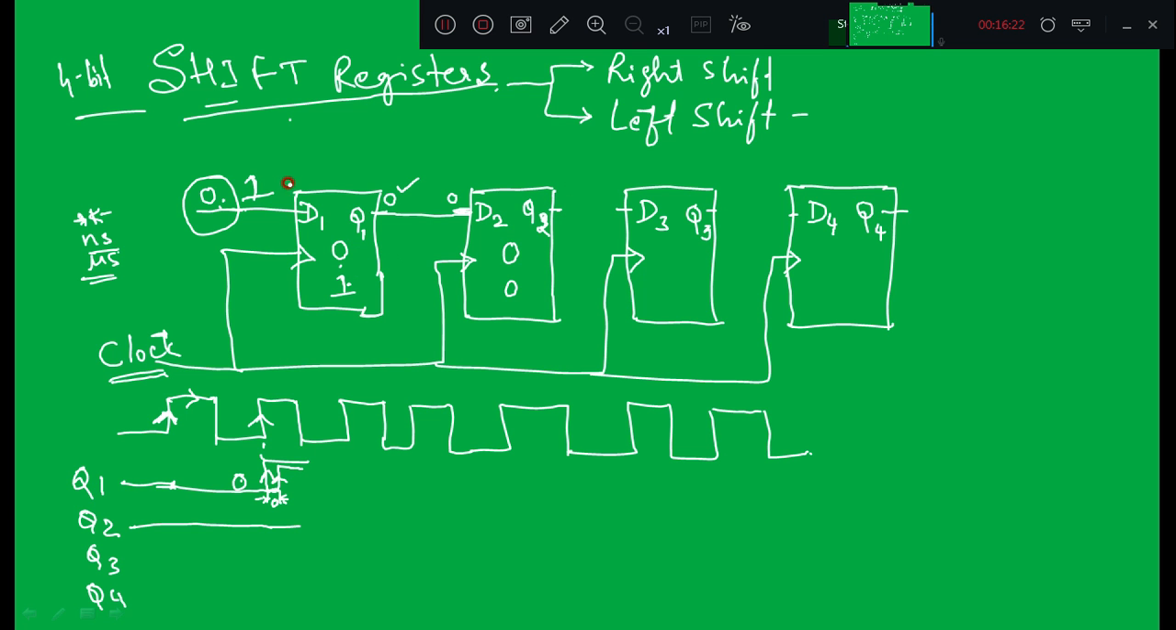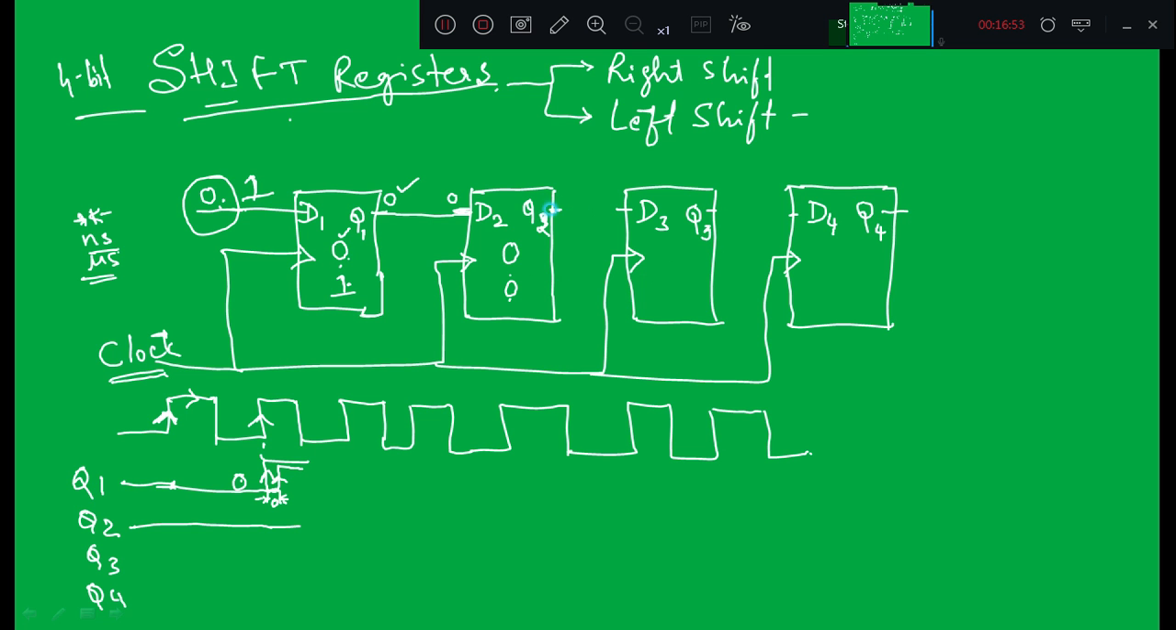Initially the first flip-flop was storing 0, and the output of Q1 is connected to D2. So when I apply the second clock pulse, what happens? This 0 will shift into the second flip-flop, and whatever input you connect here will be stored in the first flip-flop. So what will the data be in that case? It is equal to 1 0. The previous 0 was shifted towards the right.